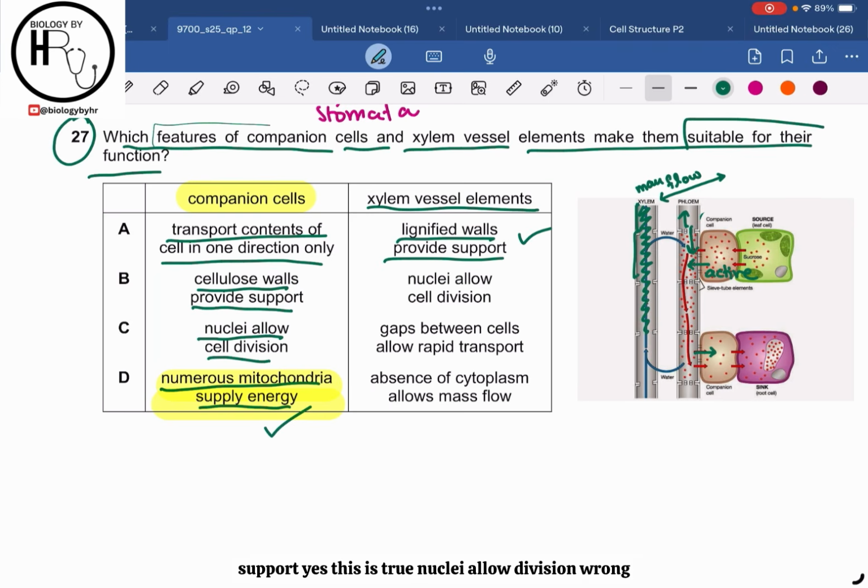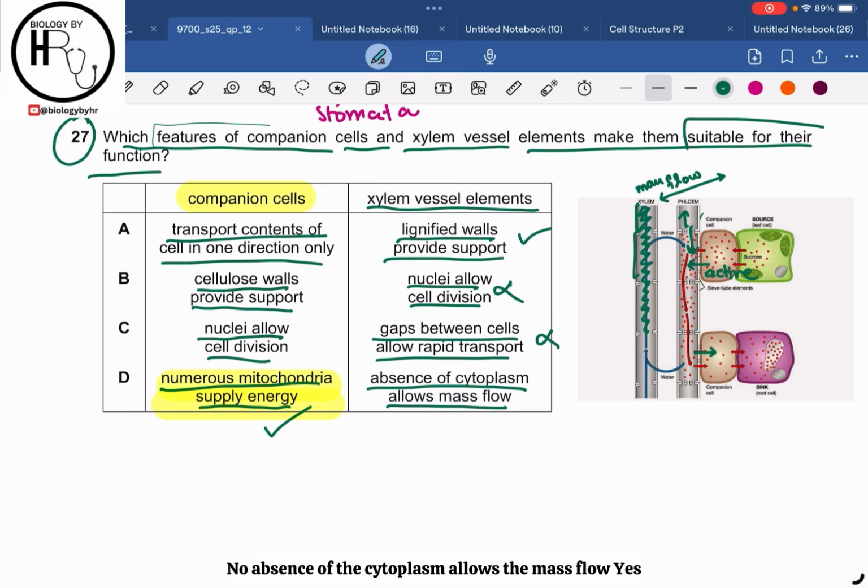Yes, this is true. Nuclei allow division. Wrong, because the xylem is dead. Gaps between the cells allow rapid movement. No. Absence of the cytoplasm allows the mass flow.